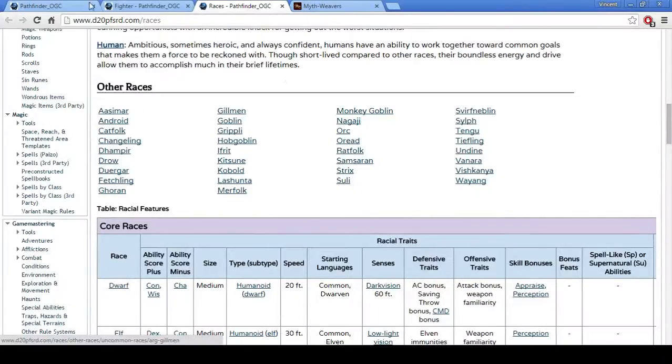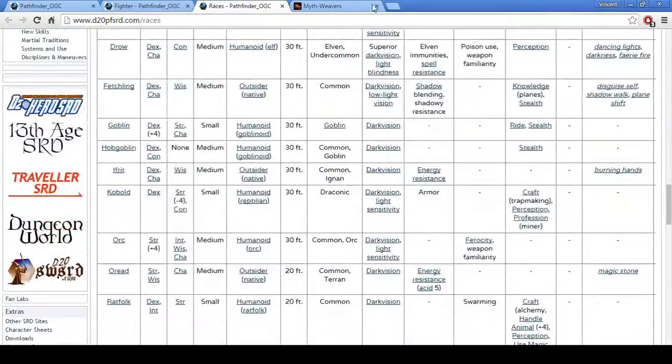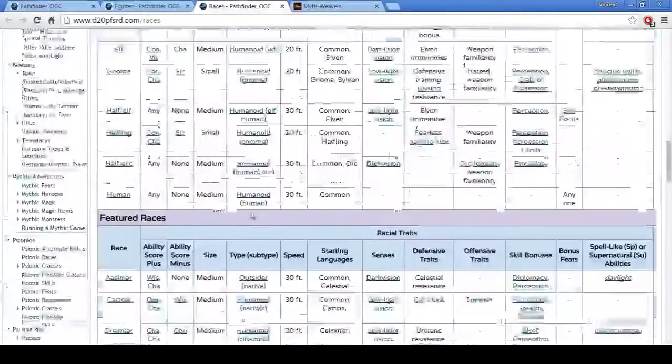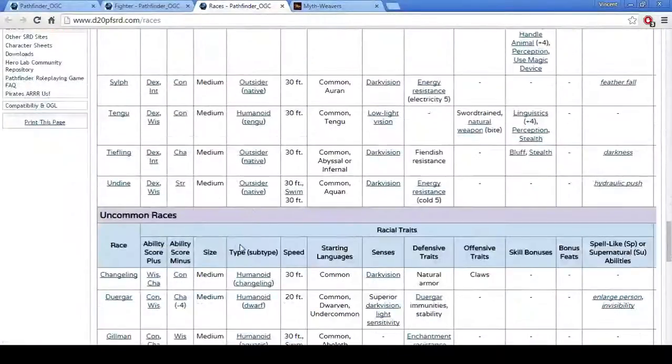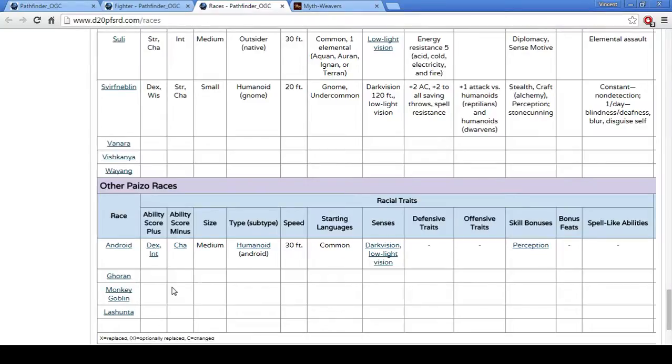On the website, if you're using the website, you can pick a race from this list here. This is pretty much all there are: core races, featured races, uncommon races, and then at the end a couple of other Paizo races. I do not recommend playing those because it's weird stuff like an android or a monkey goblin, which are perfectly playable. It's just that they might be a little bit weird for the system.